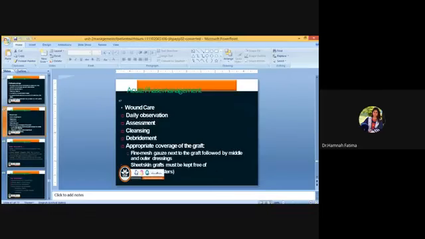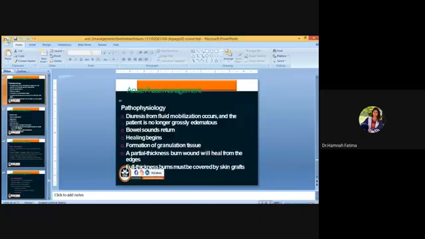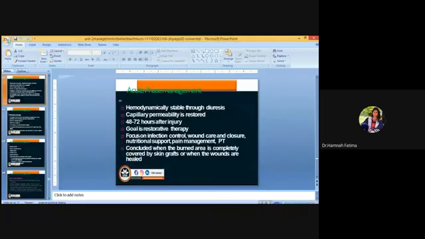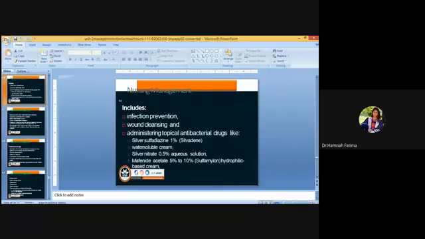Now, after managing the airway and after calculation of fluid resuscitation, what treatment must be offered? Infection prevention, wound cleansing, administration of topical antibacterial drugs like silver sulfadiazine, silver nitrate, mafenide acetate.